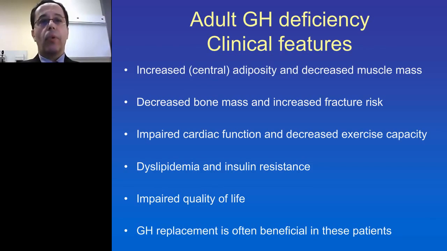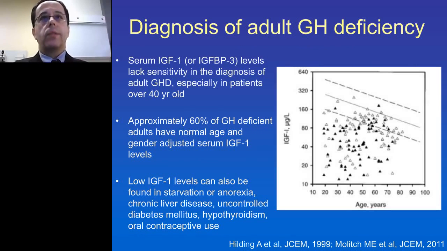And growth hormone replacement is often beneficial in ameliorating these features of the adult growth hormone deficiency syndrome, although this will not be discussed at length today. So how to make the diagnosis of growth hormone deficiency in adults? An important message is that measuring growth hormone levels in adults in a random manner is of no diagnostic value, and this is because growth hormone levels fluctuate a lot during the day. In fact, in healthy adults, random growth hormone levels are often undetectable through the course of the day.